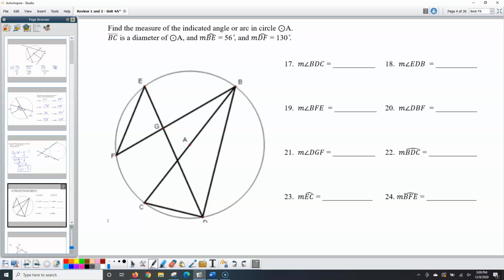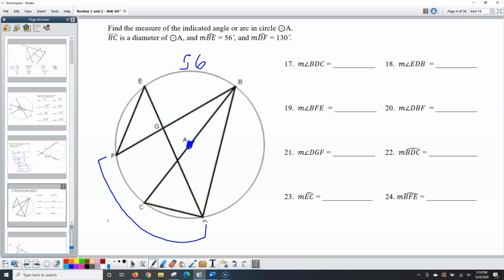All right, we got some inscribed angles here. Find the measure of the indicated angle or arc, circle centered at A. So this is my center. So I'm already noticing that BC is a diameter. It's going to cut it in half. That's going to help at some point. Segment BC is a diameter. Arc BE is 56. So this is 56 up there. And DF is 130. So I think that's supposed to be D down here.